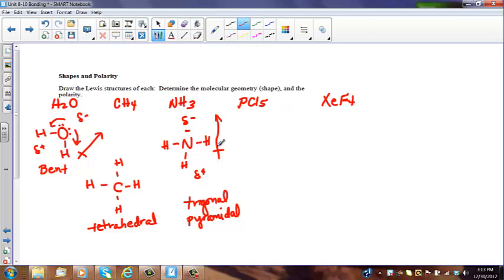And just for purposes of language, you have 3 bonding pairs and 1 non-bonding pair, or 1 lone pair.